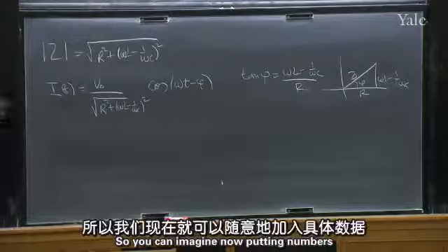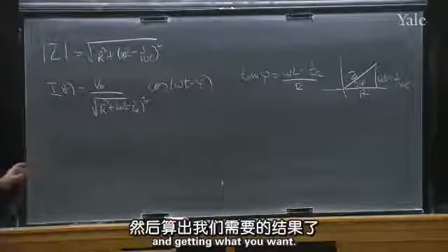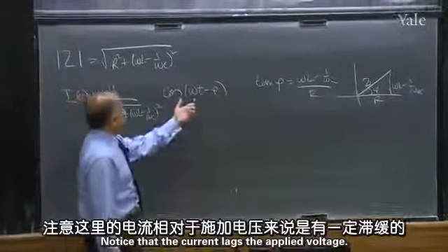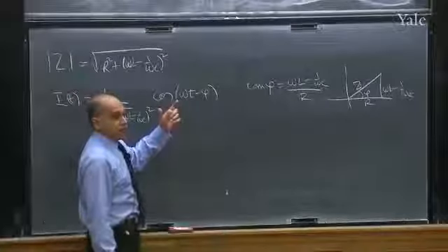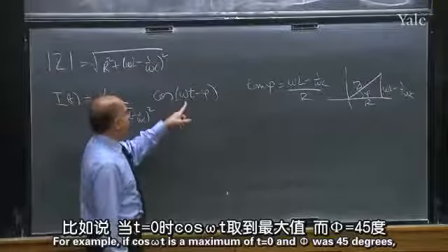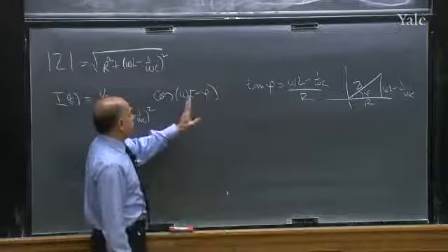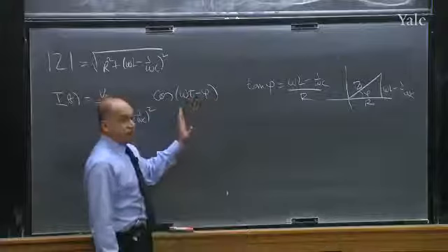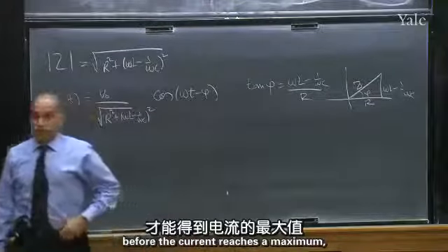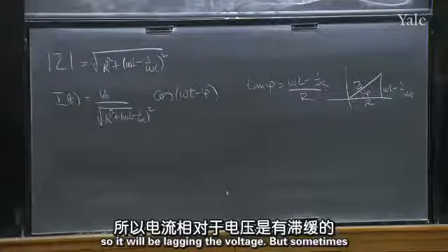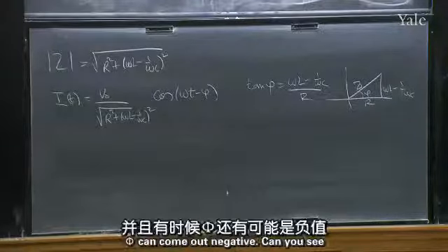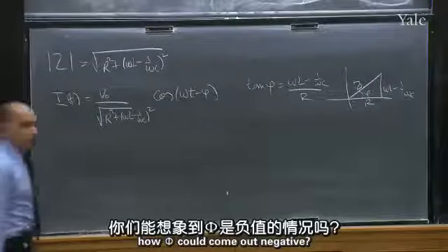So you can imagine now putting in numbers and getting what you want. Notice that the current lags the applied voltage. For example, if cos omega t is a maximum at t equal to 0, and phi was 45 degrees, you'll have to wait till omega t is 45 degrees before the current reaches a maximum. So it'll be lagging the voltage. But sometimes phi can come out negative. Can you see how phi could come out negative?